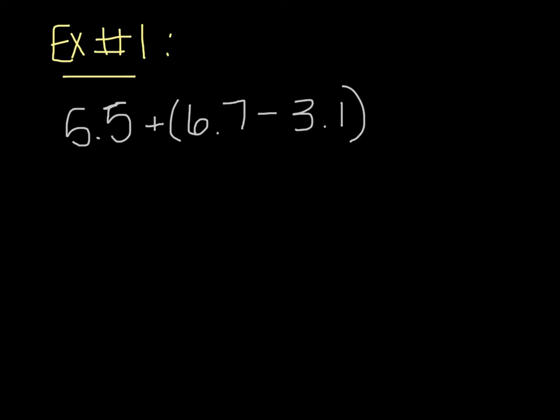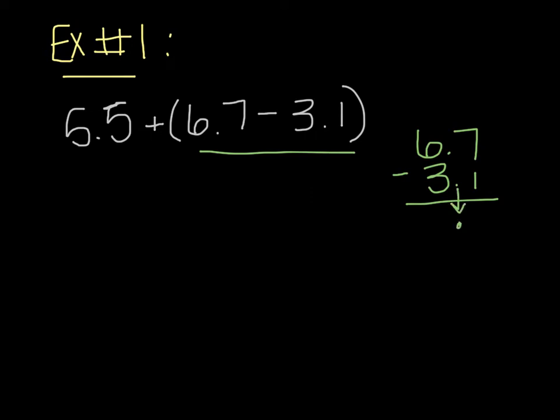Alright, example number 1, we have parentheses, so we do that first. We have 6 and 7/10 minus 3 and 1/10 in parentheses. So I'm going to line that up over here. Remember, when you subtract, you have to line up your decimals. It's the same thing when you add. So bring your decimals straight down.